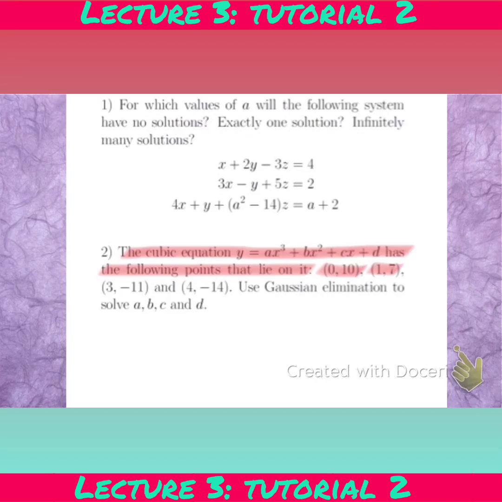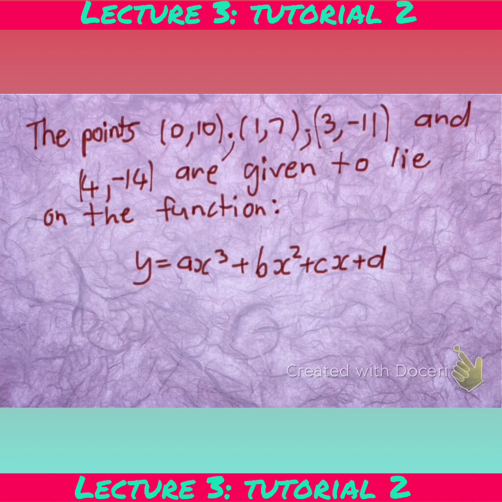Given these points that lie on the cubic equation, they ask us to use Gaussian elimination to solve for a, b, c, and d. So writing that down, those are the 4 points that are given to lie on the function y equals ax cubed plus bx squared plus cx plus d. And what we're going to do now is set up our system of linear equations.